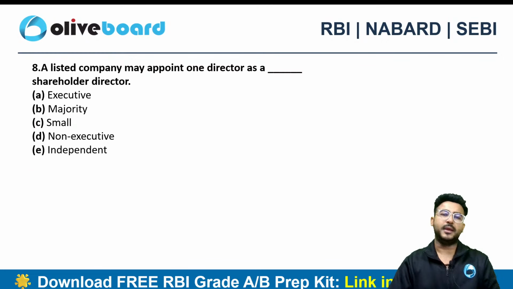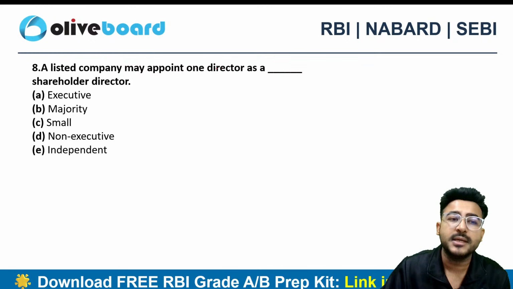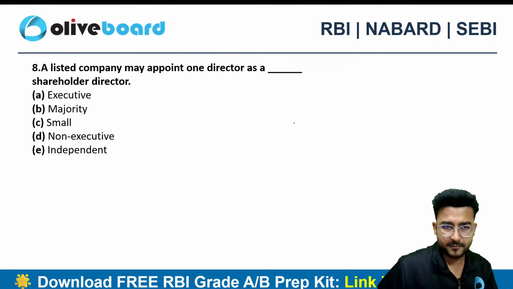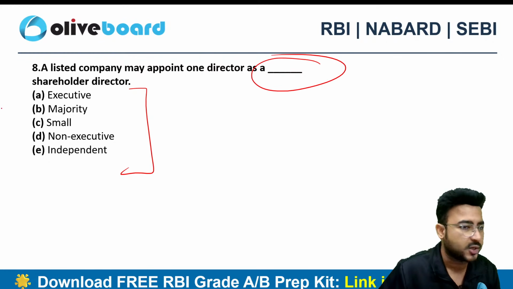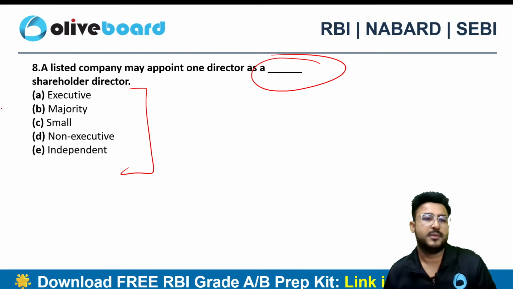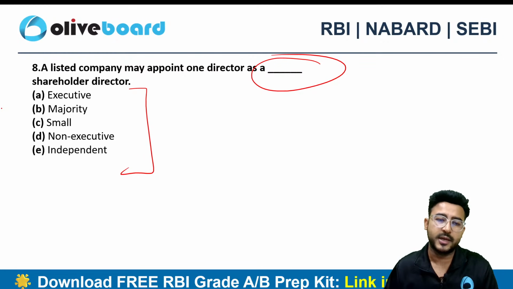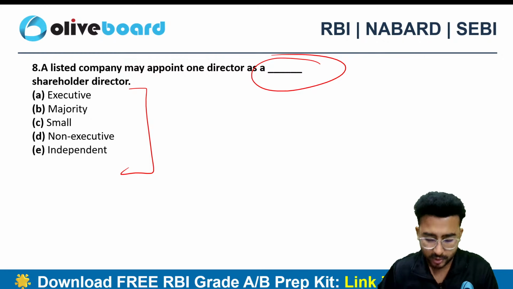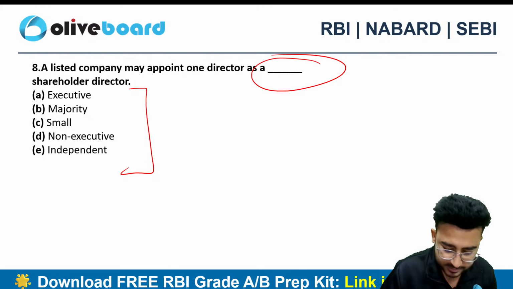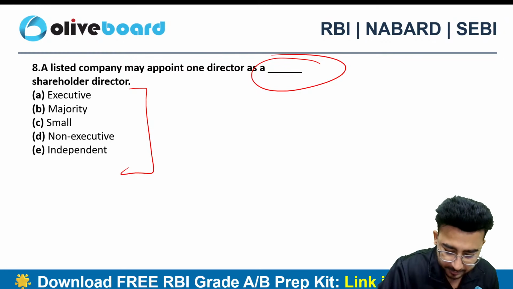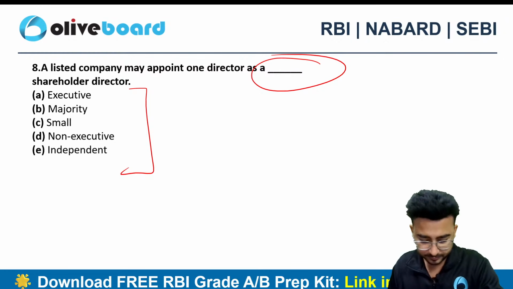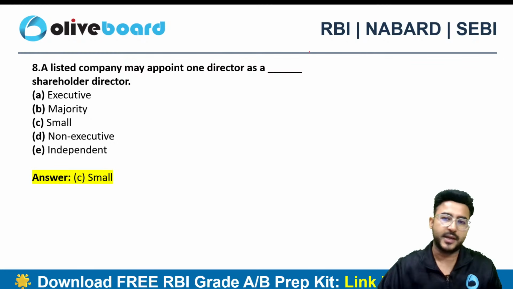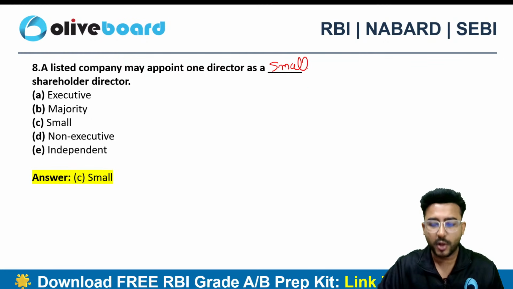A listed company may appoint one director as a shareholder director. What kind of shareholder director this can be? Executive, majority shareholder director, small shareholder director, non-executive shareholder director, or independent shareholder director. Any idea, guys, about this one? This is also a very simple one and one of the most repeated questions. Yes, that's small shareholder director, right? That is small shareholder director.